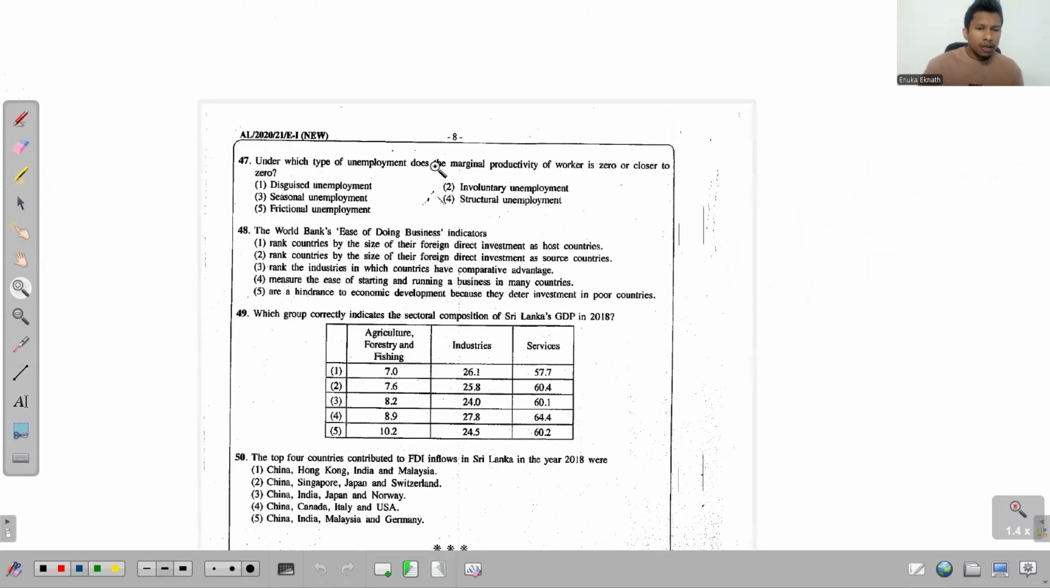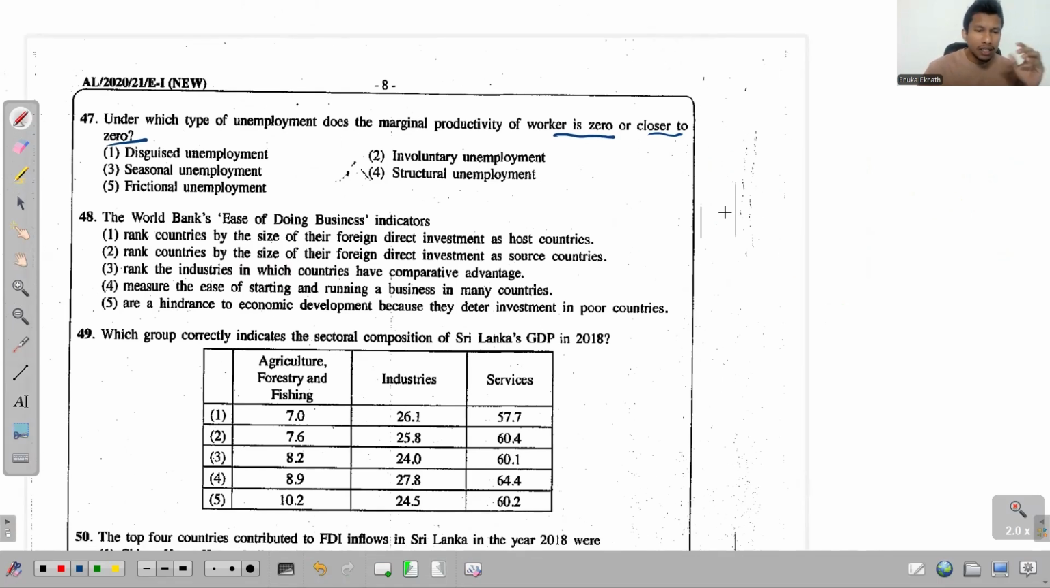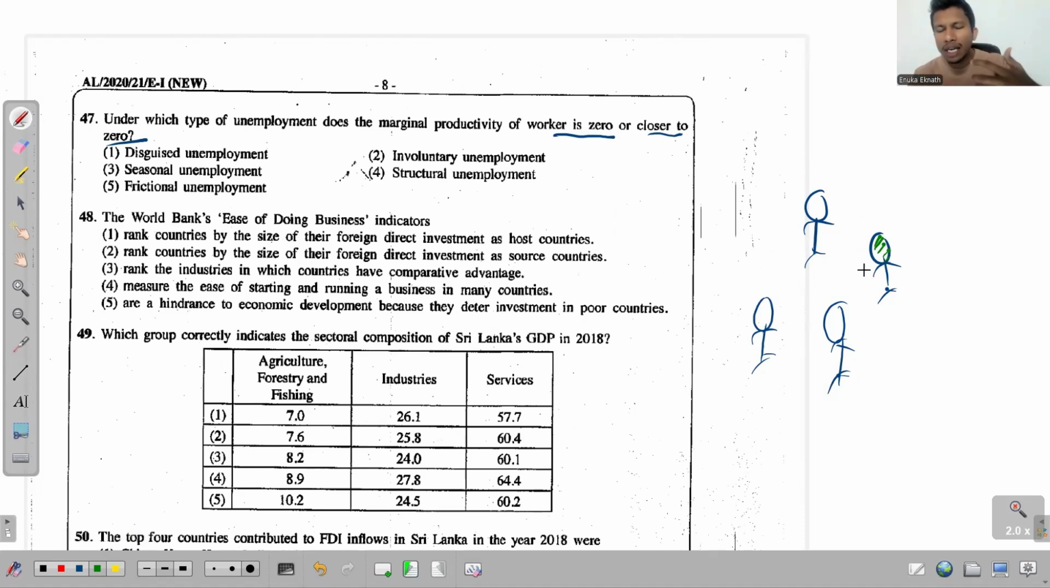47. Under which type of unemployment is the marginal productivity of a worker zero or close to zero? It's not that we have unemployed people, right? We have more than enough employed people, but the problem is their marginal productivity, the productivity we receive from each additional worker, is almost zero, which means there's no productivity at all from each additional worker.